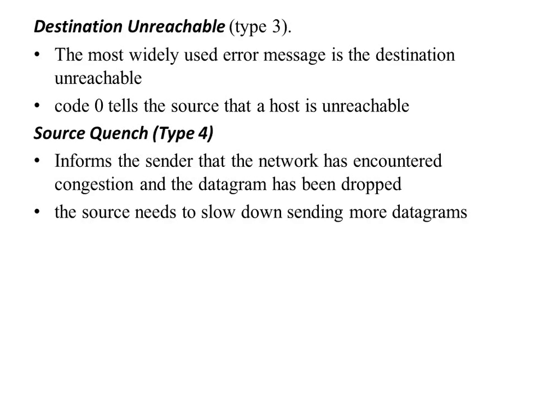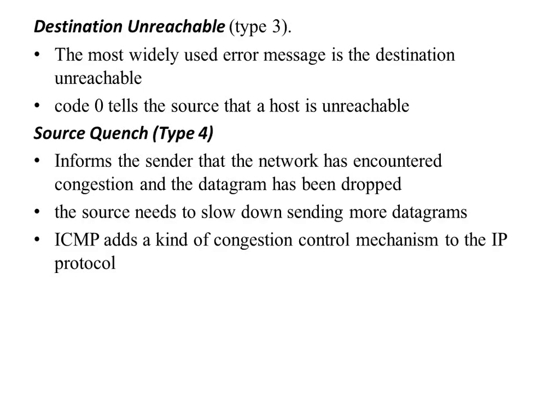So this is the information you will be sending to the source, that congestion has occurred and you have to slow down, and this source quench message will tell the source the information about congestion. So this ICMP adds a kind of congestion control mechanism to IP. This is the conclusion we have come up with.